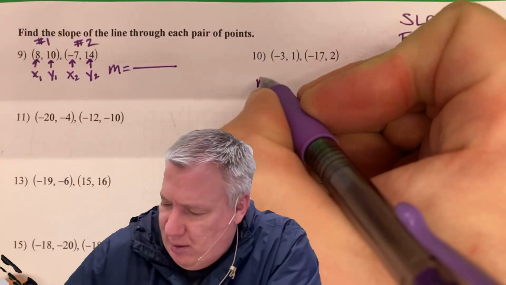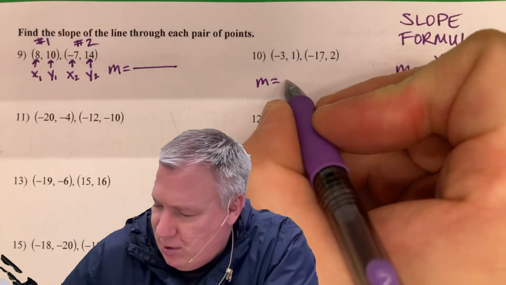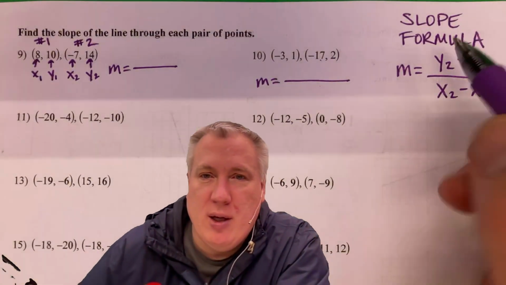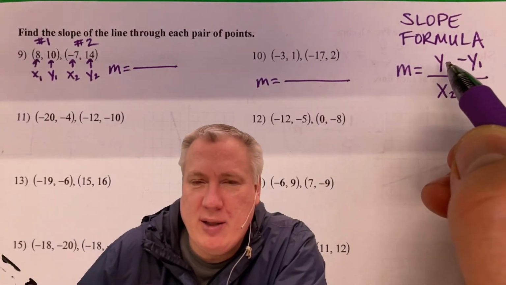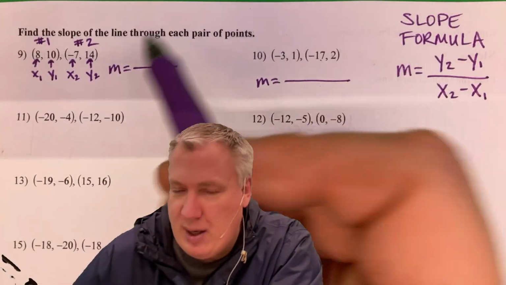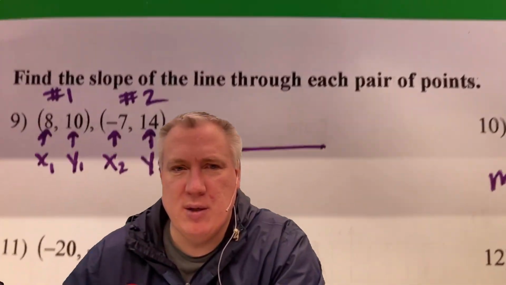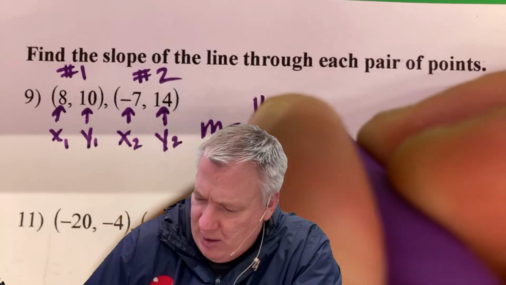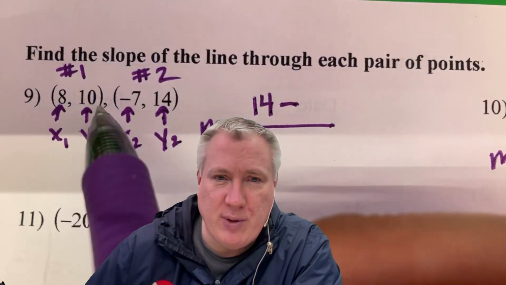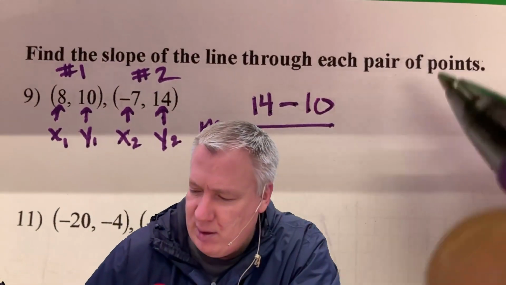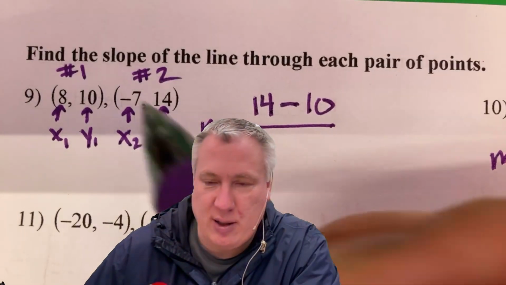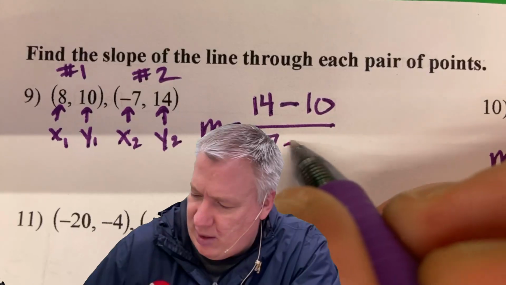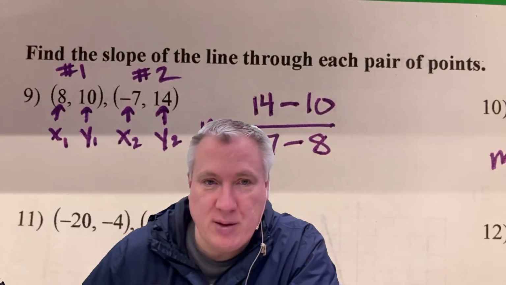Now, I'm going to do the first 2 here, and I want you to follow along and do it with me. Okay? So the top says I take the second y and subtract the first one. So the second y here, and I'm going to zoom in. The second y here is 14. So I'm going to take 14, and I'm going to subtract the first y, which is 10. And then it says take the second x. Second x is negative 7. And subtract the first x. So minus 8. That's the first x.